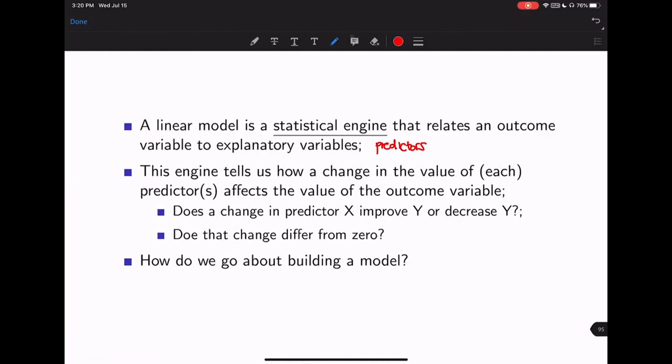The purpose of this engine is very simple. It wants to tell us how a change in the value of the predictor affects the value of the outcome. So you can say that the change in predictor X improves Y, increases Y, or decreases Y, right? And does that change differ from 0?